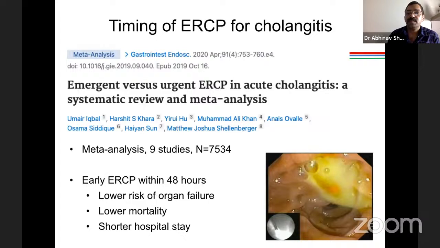Now, timing for ERCP for cholangitis. Cholangitis, as we know, is a dreaded complication of an obstructed biliary system. This meta-analysis studied nine studies and 7,500 patients, comparing emergent ERCP, that is ERCP within 48 hours, versus delayed ERCP. They saw that if ERCP is done within 48 hours, there is lower risk of organ failure, lower mortality, and shorter hospital stay. So in cases of cholangitis, urgent ERCP within 48 hours. In the presence of pancreatitis, delayed ERCP after 48 hours. So guidelines are clear now on this.